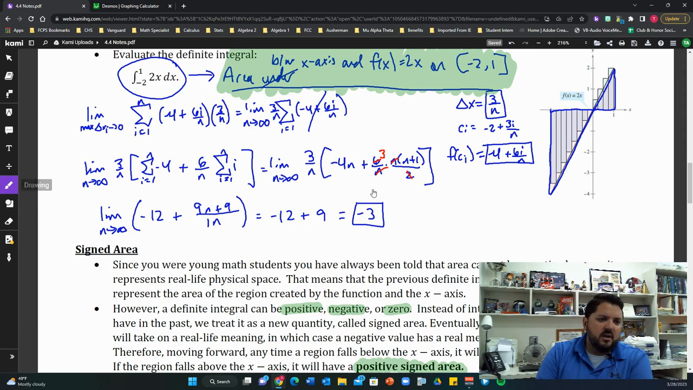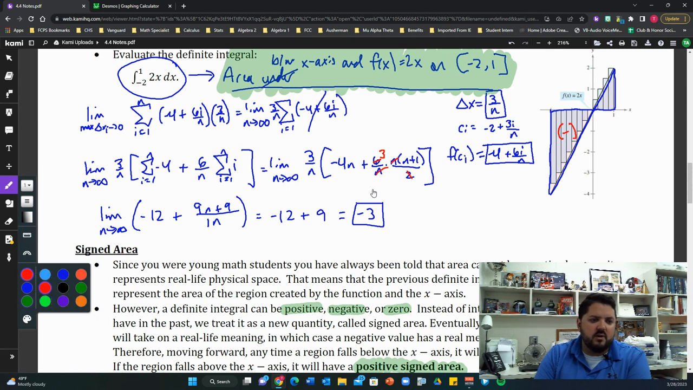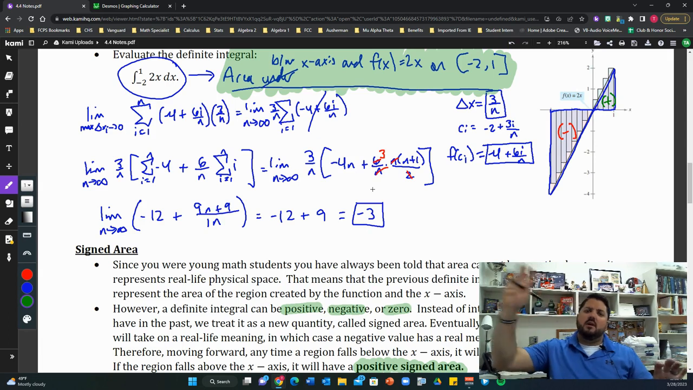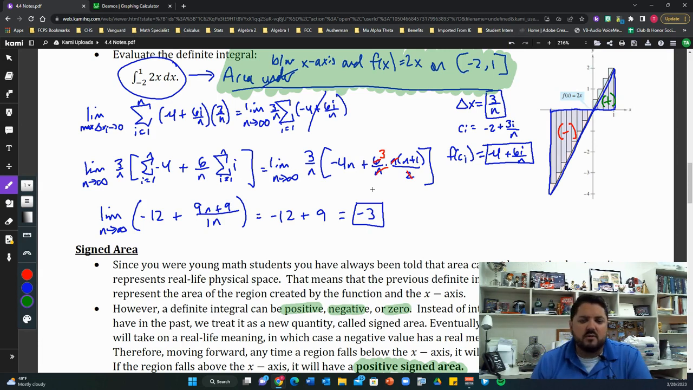One with negative signed area because the region sits below the x-axis, and another with positive signed area because it sits above the x-axis. And in this case, if you really look at it, the negative signed area triangle is much bigger than the positive signed area triangle, which is why when I take that negative signed area and combine it with the positive signed area, because there was more negative than positive, we end up with a negative answer.